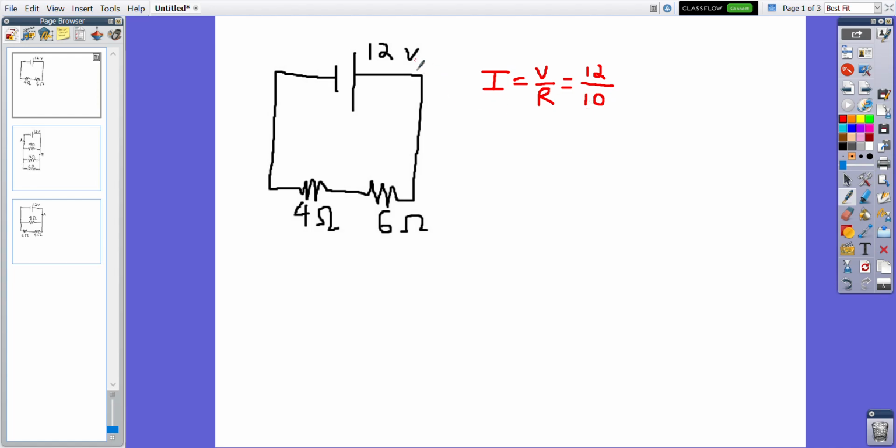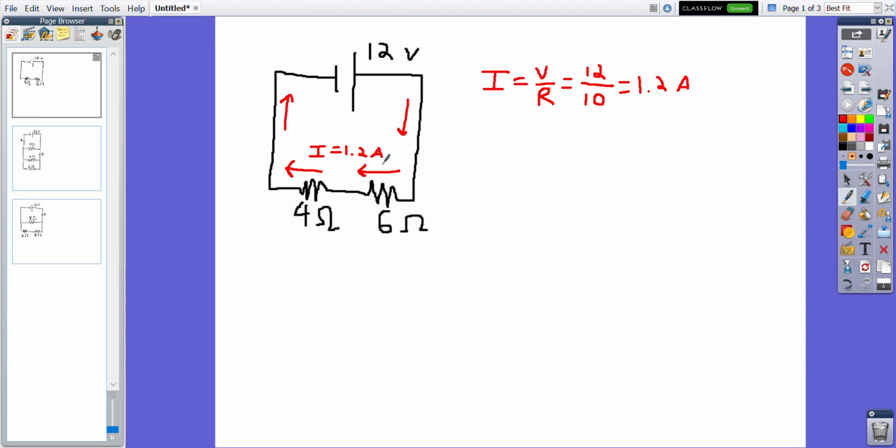All right, so you wouldn't do 12 over 4 or 12 over 6. You do 12 over 10, right? Because it's one current for everything. So the entire current for this entire circuit is 1.2 amps. So everywhere in the circuit is 1.2 amps. No matter what location you have, you'll have a current of 1.2 amps. All right.